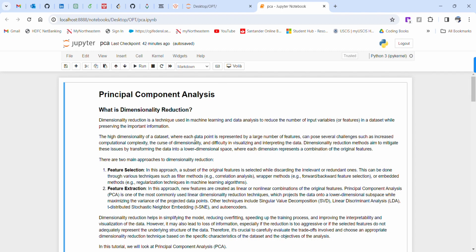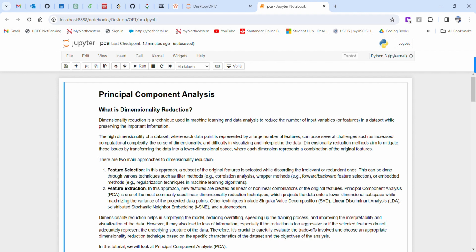Dimensionality reduction is a technique used in machine learning and data analysis to reduce the number of input variables or features in a data set while preserving the important information. The higher the dimensionality of a data set means the larger the number of features, causing problems like high computational complexity, curse of dimensionality, and difficulty when visualizing and interpreting results or interpreting the data itself.